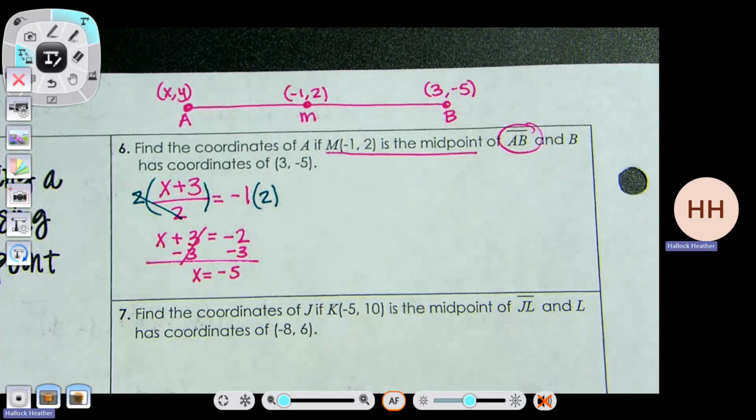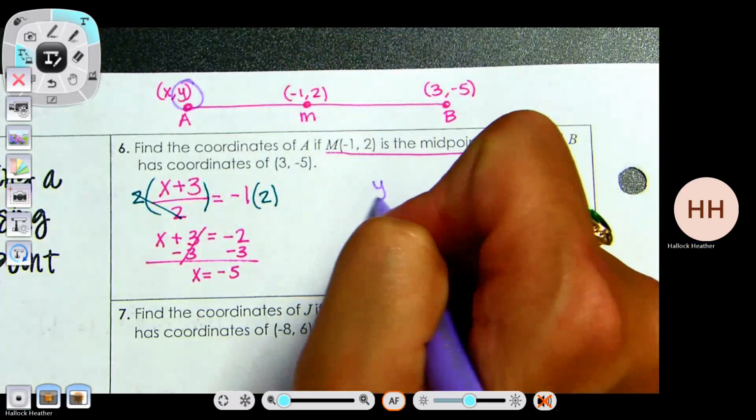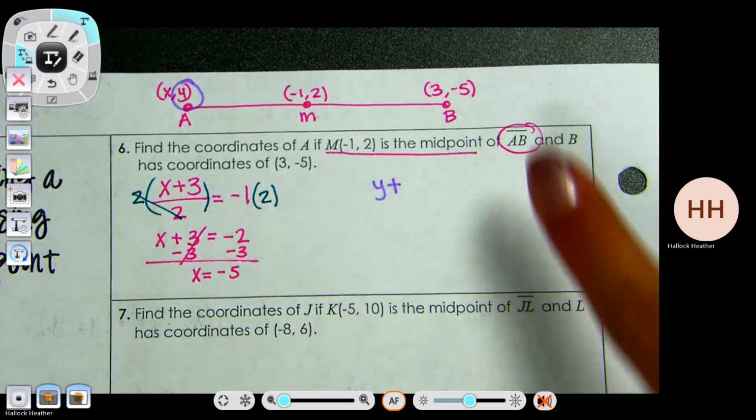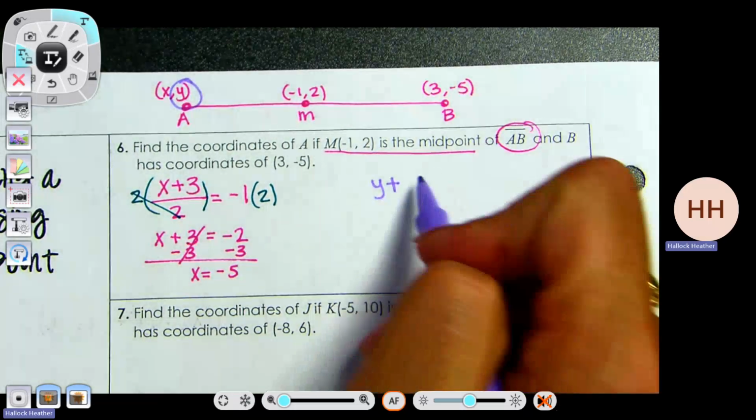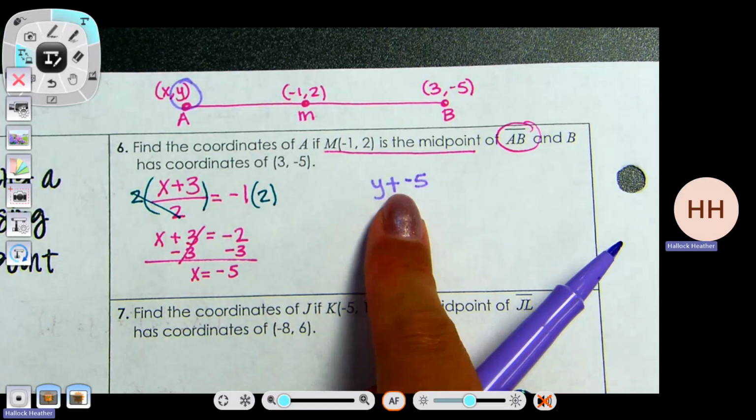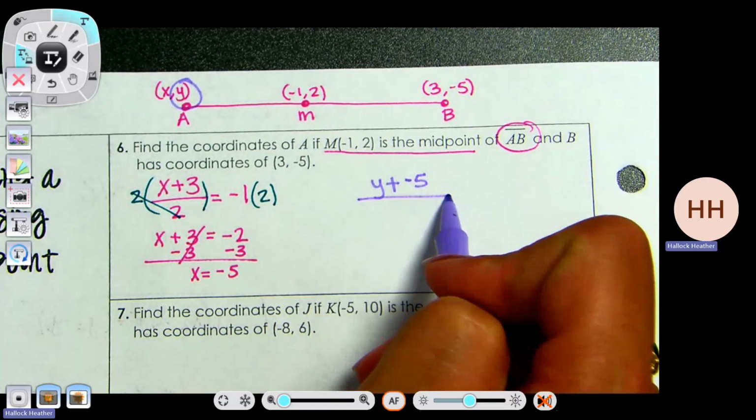Now, it's a coordinate point, so we have X. We need to do the same thing for Y. I'm going to use my Y values. I'm going to start with this value right here, which is Y. I don't know it. What am I adding that's on the other end of the line? -5, which looks weird. When you're adding a negative, it's really just a minus sign, so in the next step I'm just going to put a minus sign. I'm dividing by 2.